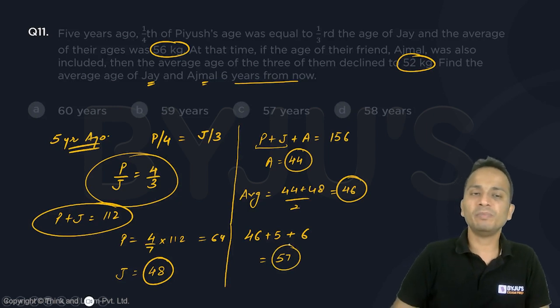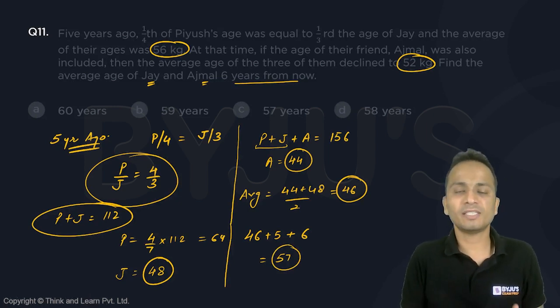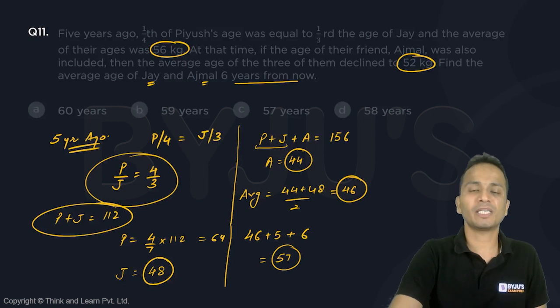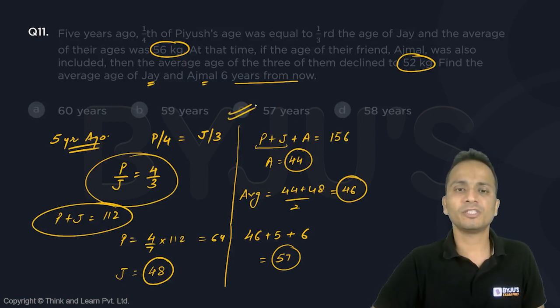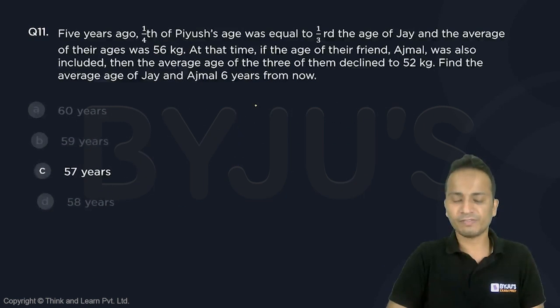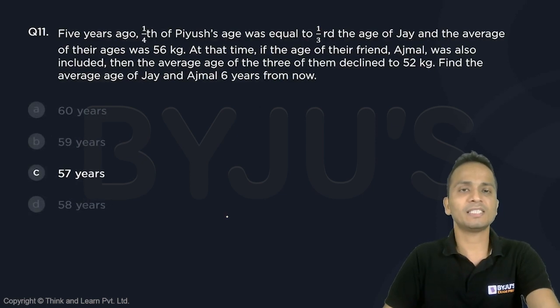So 46 plus 5 plus 6 will become 57. So 57 will be the average age of Jay and Ajmal 6 years from now, and 57 should be the correct answer. That is option C. So yes, 57 is the correct answer. Let's move on to look at the next question.